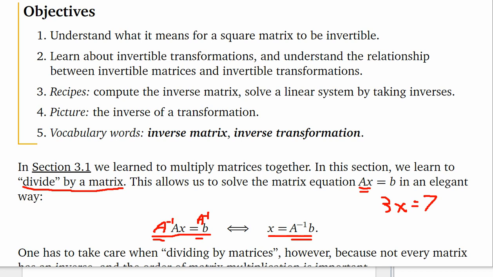So that's the point. We're going to define what it means to have an inverse matrix, and then we'll be able to use it like this to solve matrix equations. But then there's a huge batch of relationships which will be covered in the next section, section 3.6, which is the invertible matrix theorem. Once we know a matrix is invertible, we know it has lots of interesting properties.